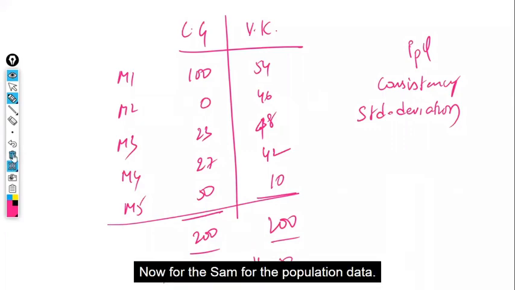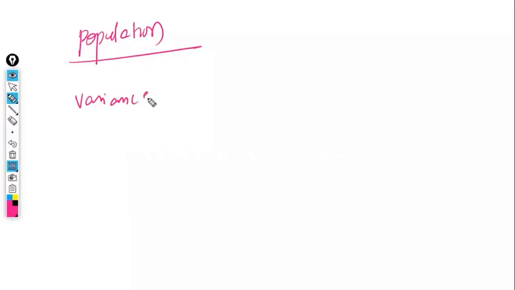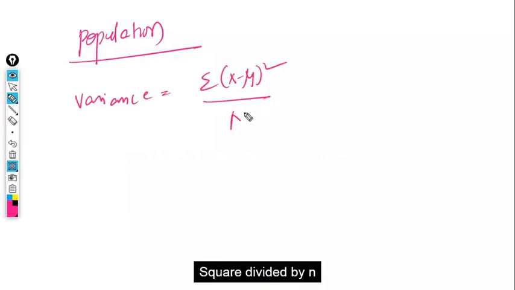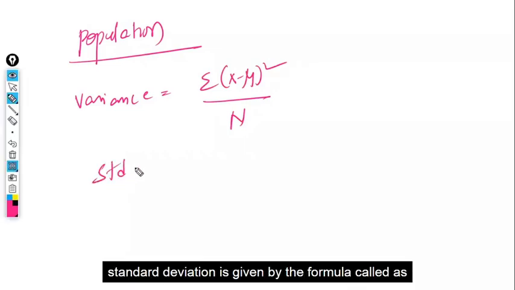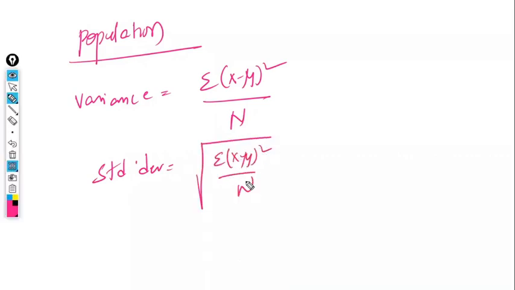Now, for the population data, the variance is given by the formula sigma of x minus mu whole square divided by n. Standard deviation is given by the formula square root of x minus mu whole square divided by n.